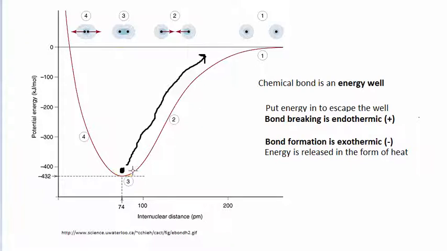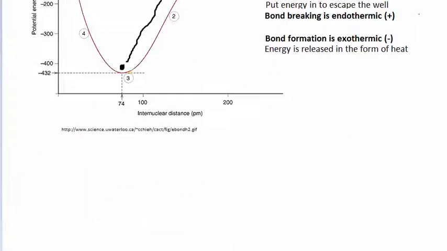So one more time, you need to put energy in to break a chemical bond, to escape from this energy well. And since bond formation is the opposite of bond breaking, when you're going downward, energy is being released in the form of heat when you form this bond. When you bring these two nuclei closer together and they form the bond, you get heat being released. So we call bond formation exothermic, and that's going to be negative. So bond breaking, positive, endothermic; bond formation, negative, exothermic.